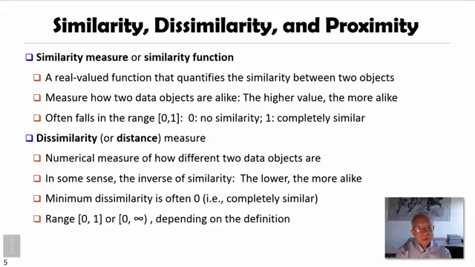Then, similar to similarity, many people want to use dissimilarity or distance measure. Distance measure or distance function is a numerical measure to measure how different these two objects are. To some extent, the dissimilarity is inverse of similarity. That means the lower or the shorter the distance, the more alike. The minimum dissimilarity is 0, means they are completely similar or identical. The value range could be either 0 to 1 or 0 to infinity based on the definition.